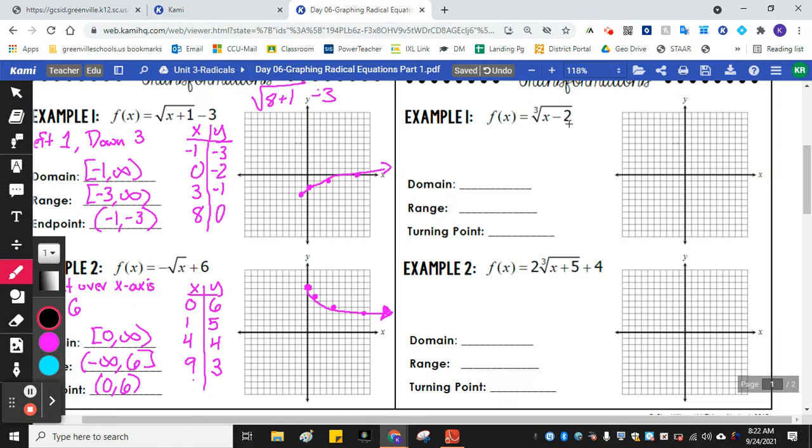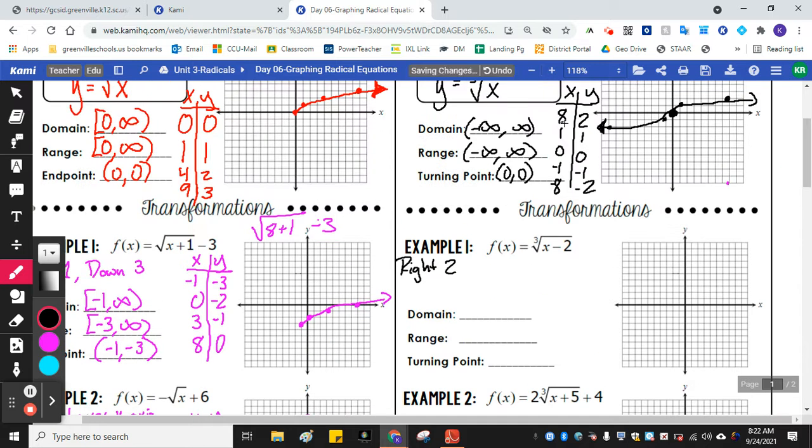This transformation is minus 2. If you think you're good and you can do these, go ahead and try these on your own. Pause the video. But this is right 2, and that affects my x values. So this is cube root. So I'm using 8, 1, 0, negative 1, and negative 8. But if I'm moving those right 2, negative 8 is going to become 10, 3, 2, 1, negative 6.